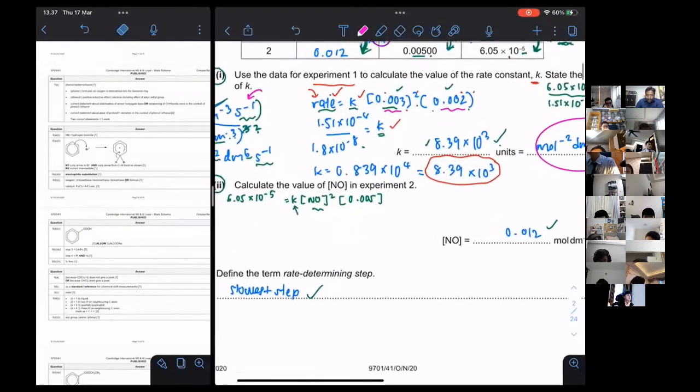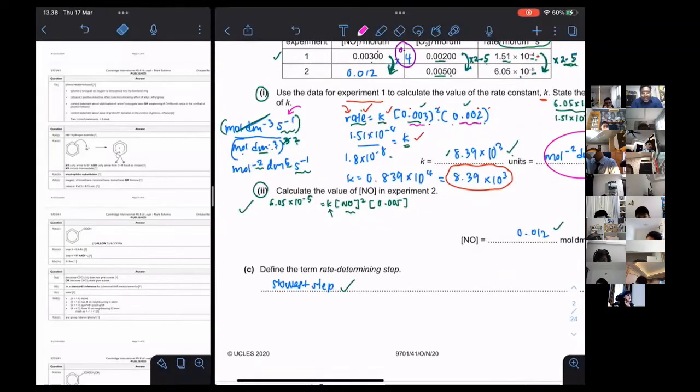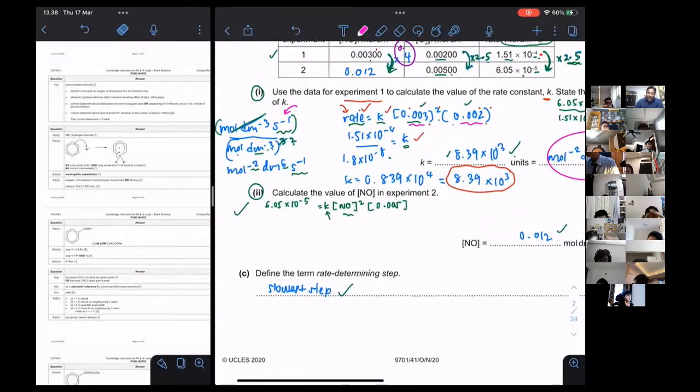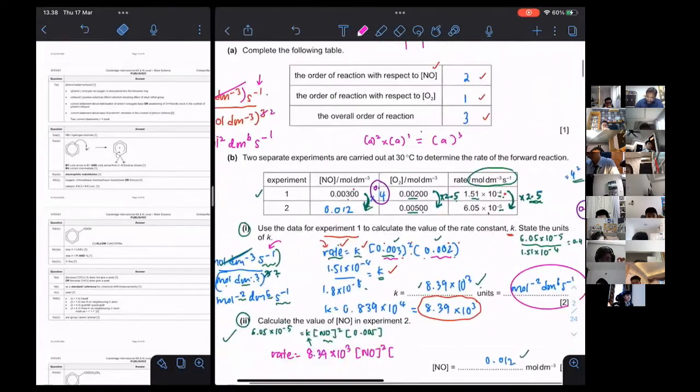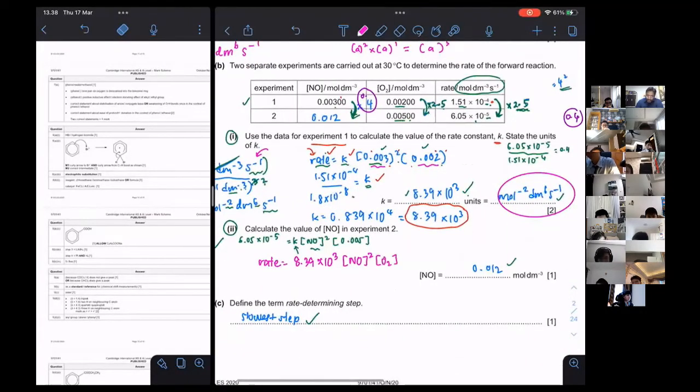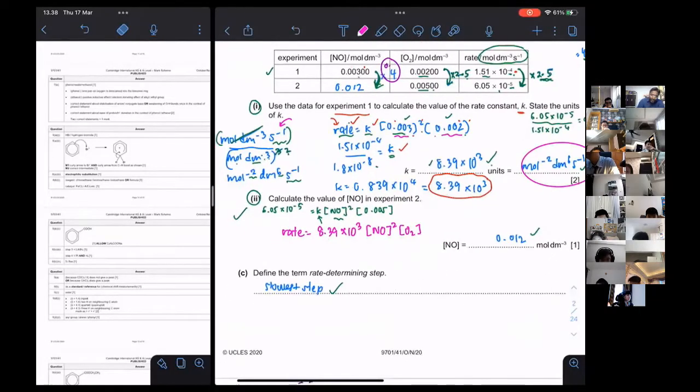Now, after you calculate K, they ask you to calculate the value of NO in experiment 2. They gave the hint: you calculate K. So now what you can do is write down rate equals, rather than putting K, you can use 8.39 times 10 to the power of 3, concentration of NO to the power of 2, and then the concentration of O2 to the power of 1. Now you are going to calculate for experiment number 2. So you want to calculate the NO.